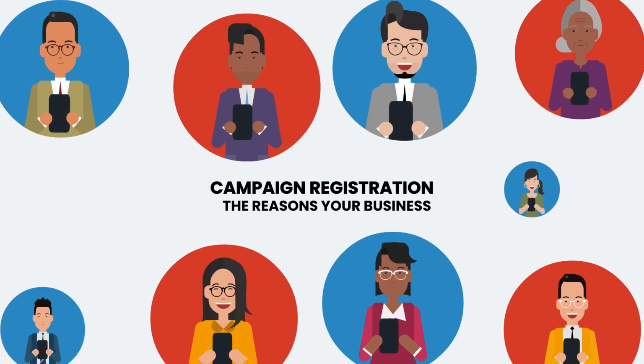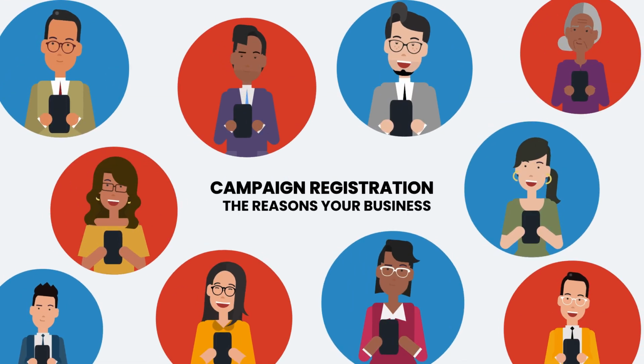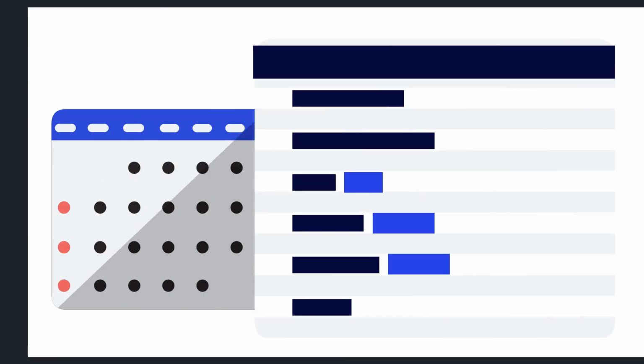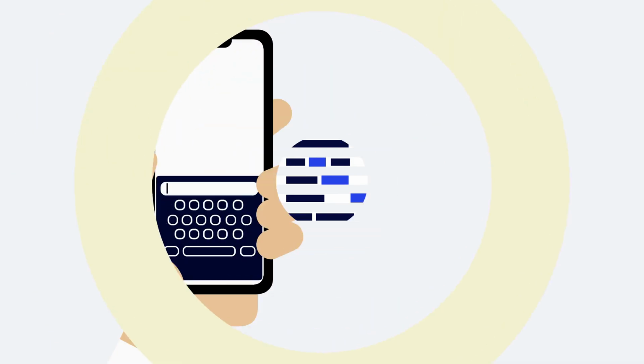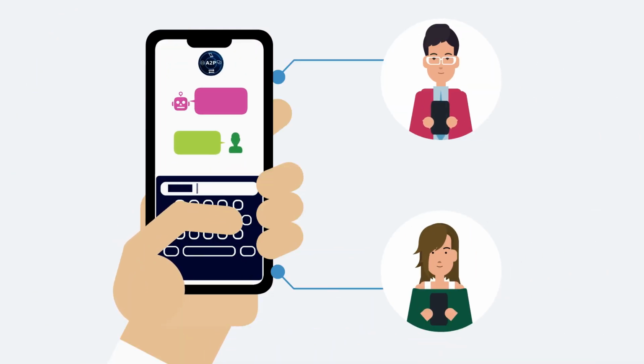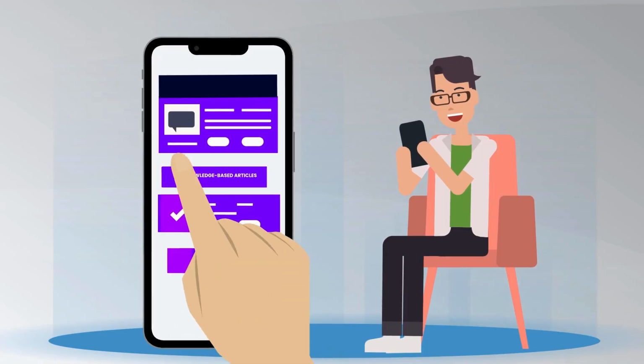Campaign registration is where you will explain the reasons your business will use this text messaging service, such as sending follow-ups, appointment reminders, or informational updates. A2P standards are very specific. I recommend using the Chat Assistant widget. Click once to open the chat.